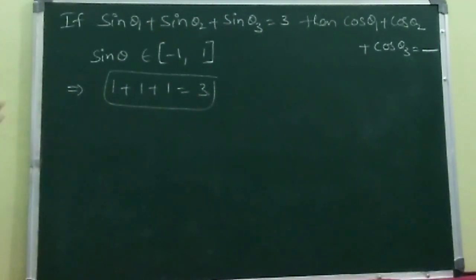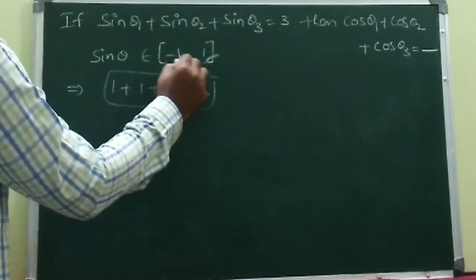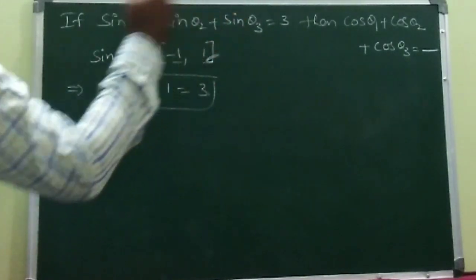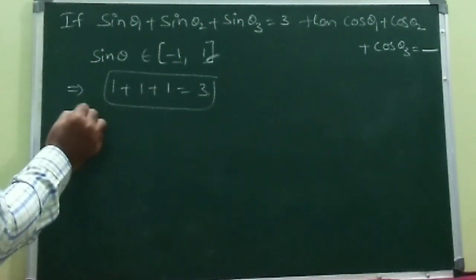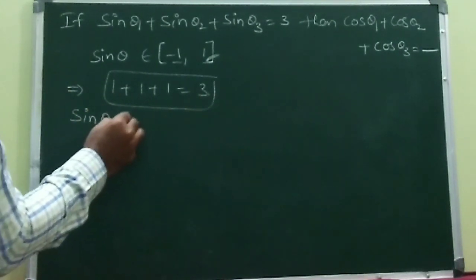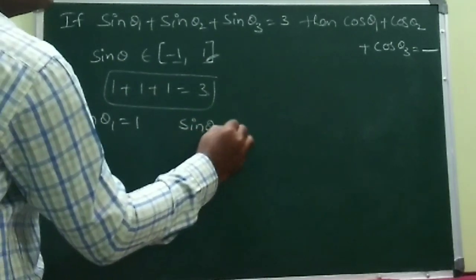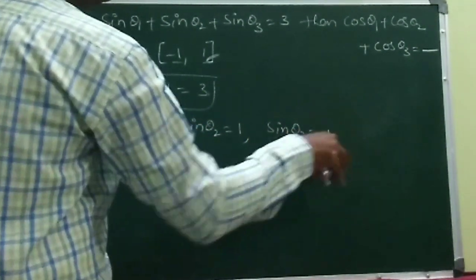So the maximum value of sine theta is 1 and the minimum value is -1. This is possible only when these three attain the maximum, I mean 1 plus 1 plus 1. That is, sine theta 1 equals 1, sine theta 2 equals 1, and sine theta 3 must also be 1.